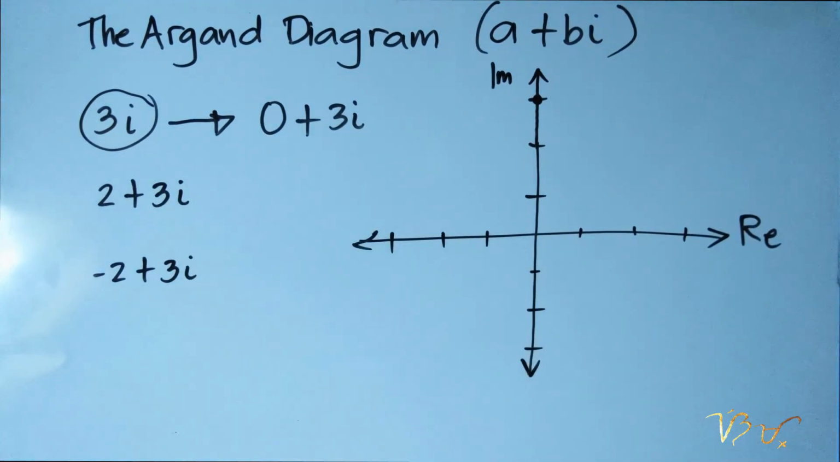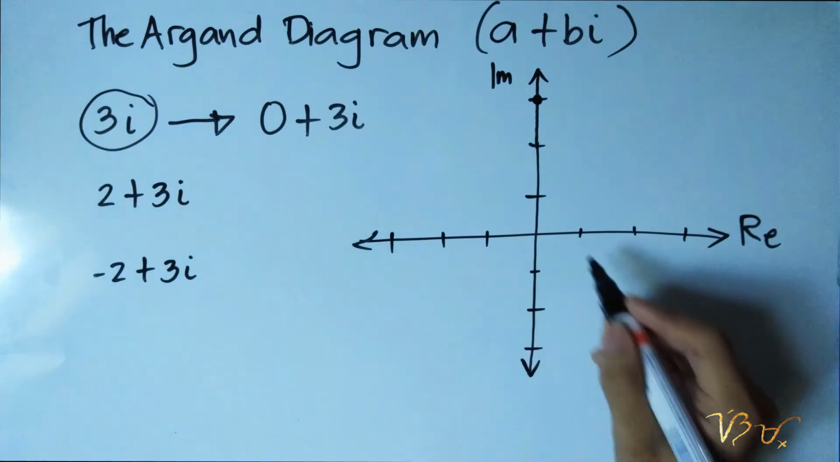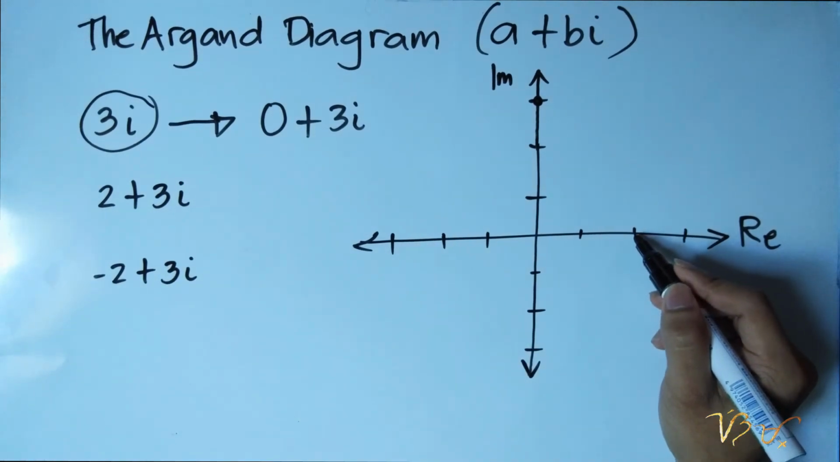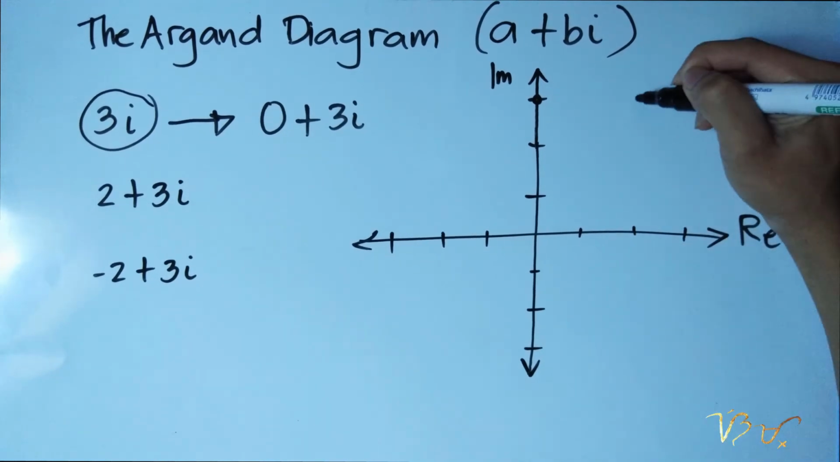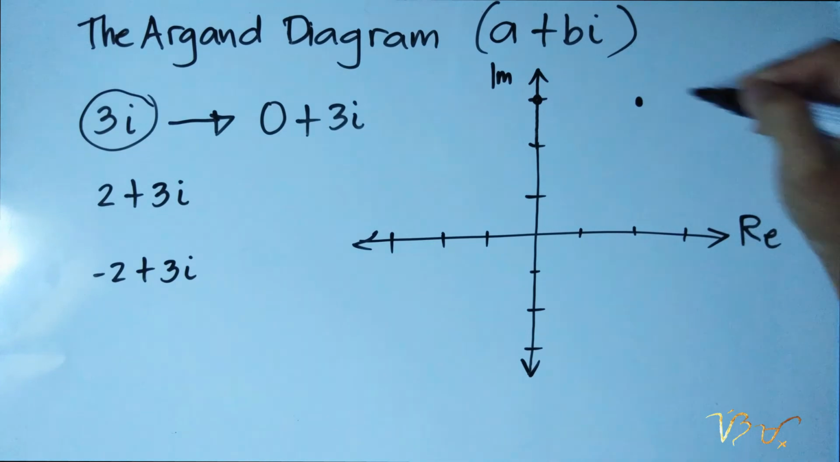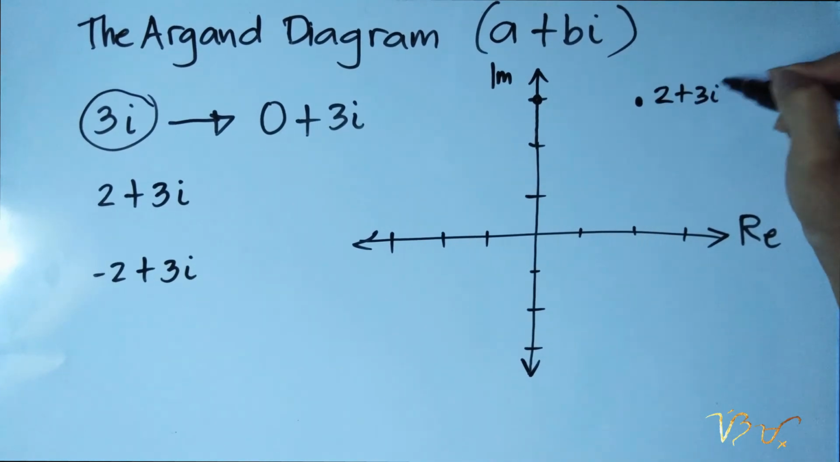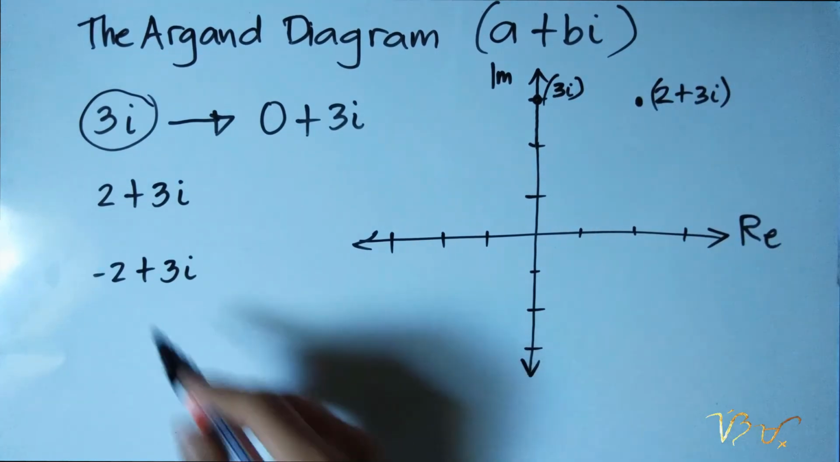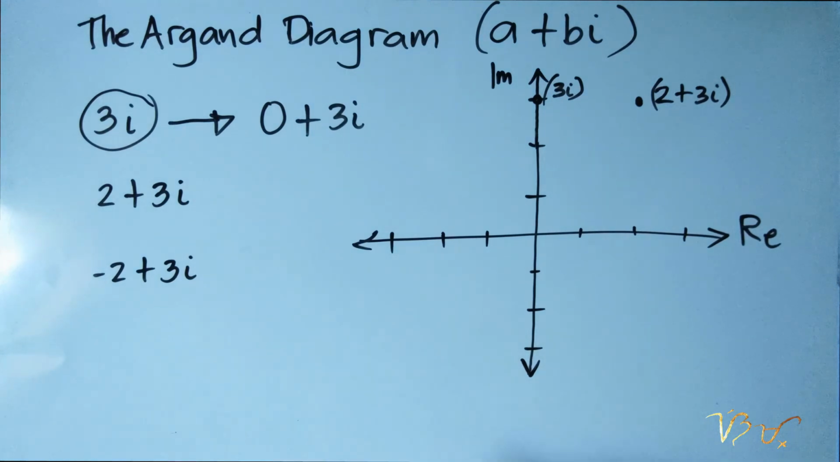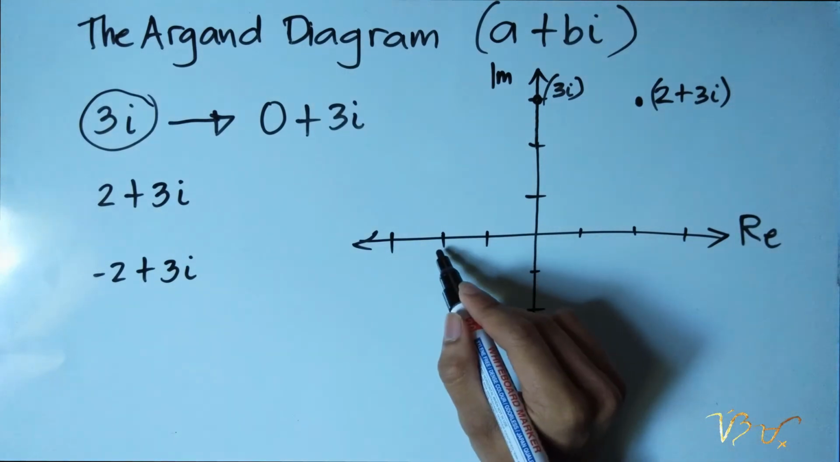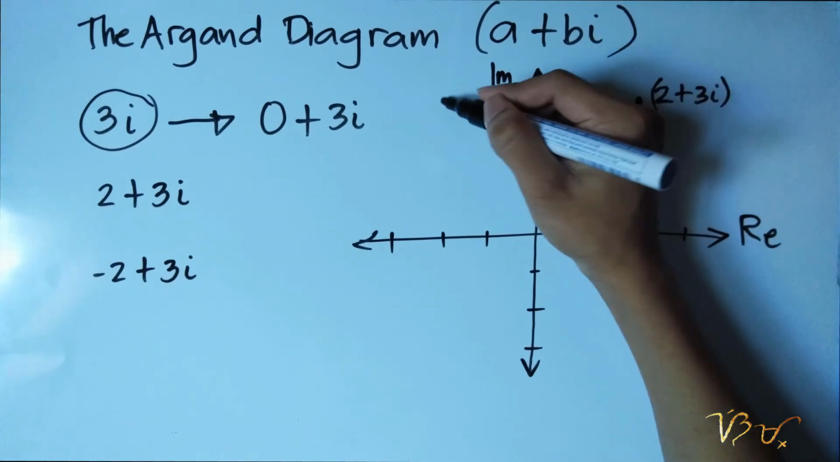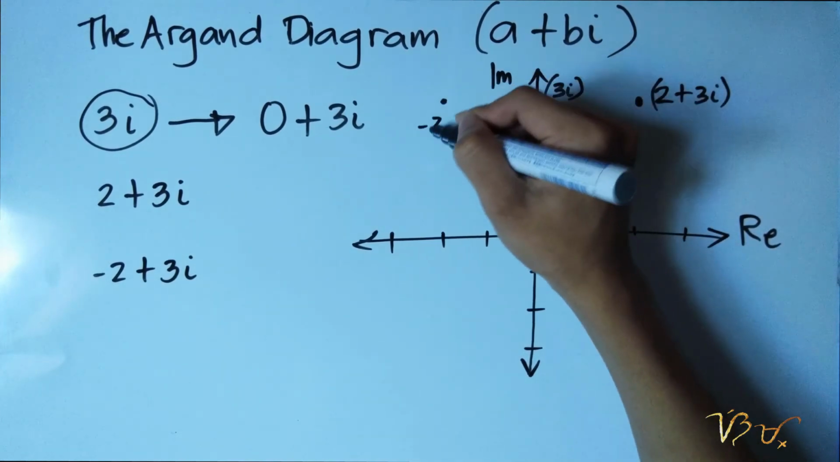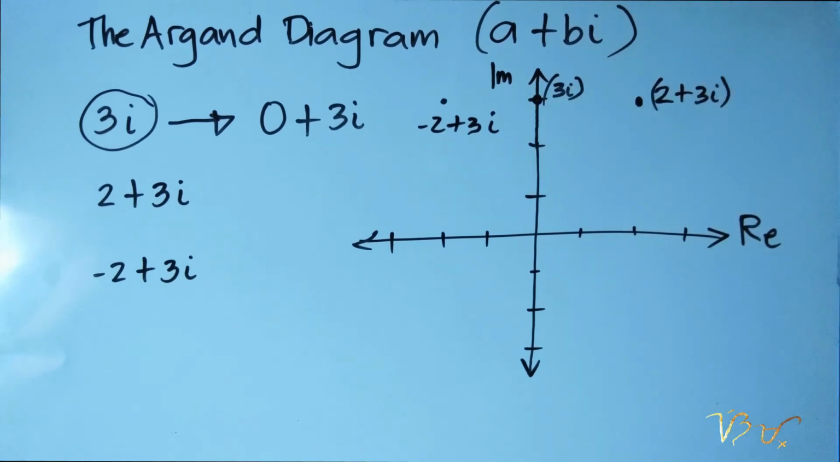For the second example, you have your real part equal to 2 and your imaginary part equal to positive 3i. So this is your second complex number, 2 plus 3i. For the last example, this is negative 2 for the real part and positive 3i for the imaginary part. Negative 2 plus 3i. That is how you plot complex numbers in the Argand diagram.